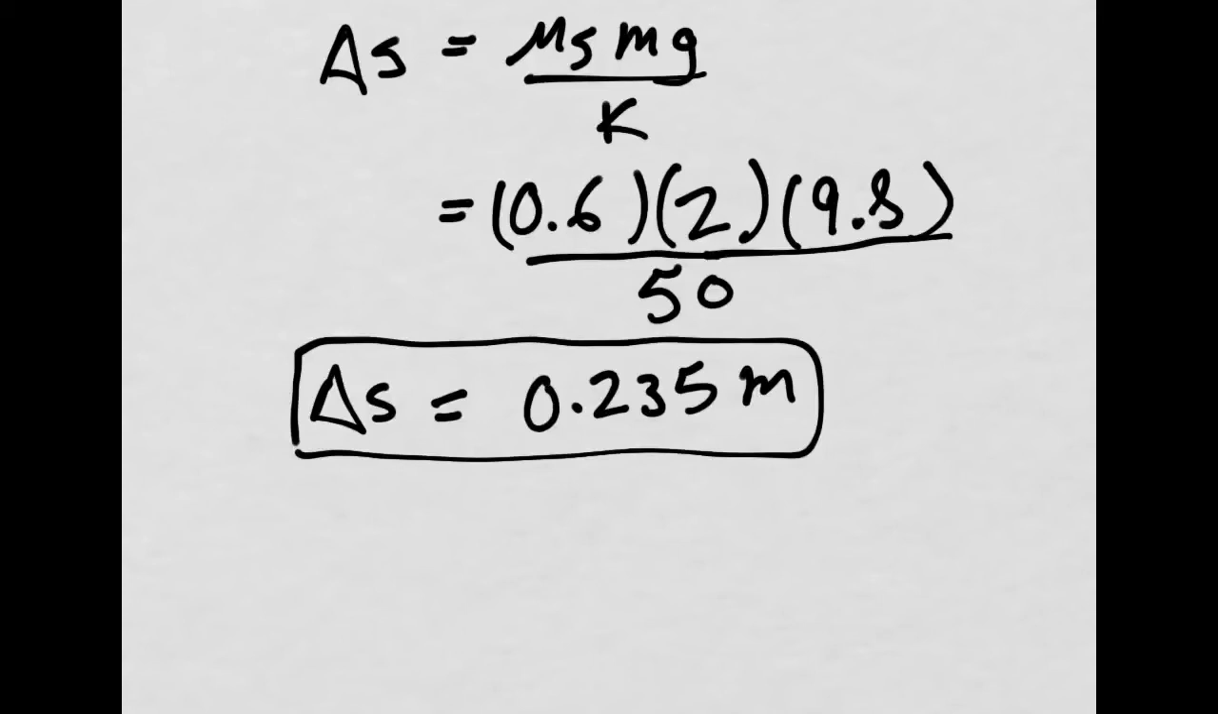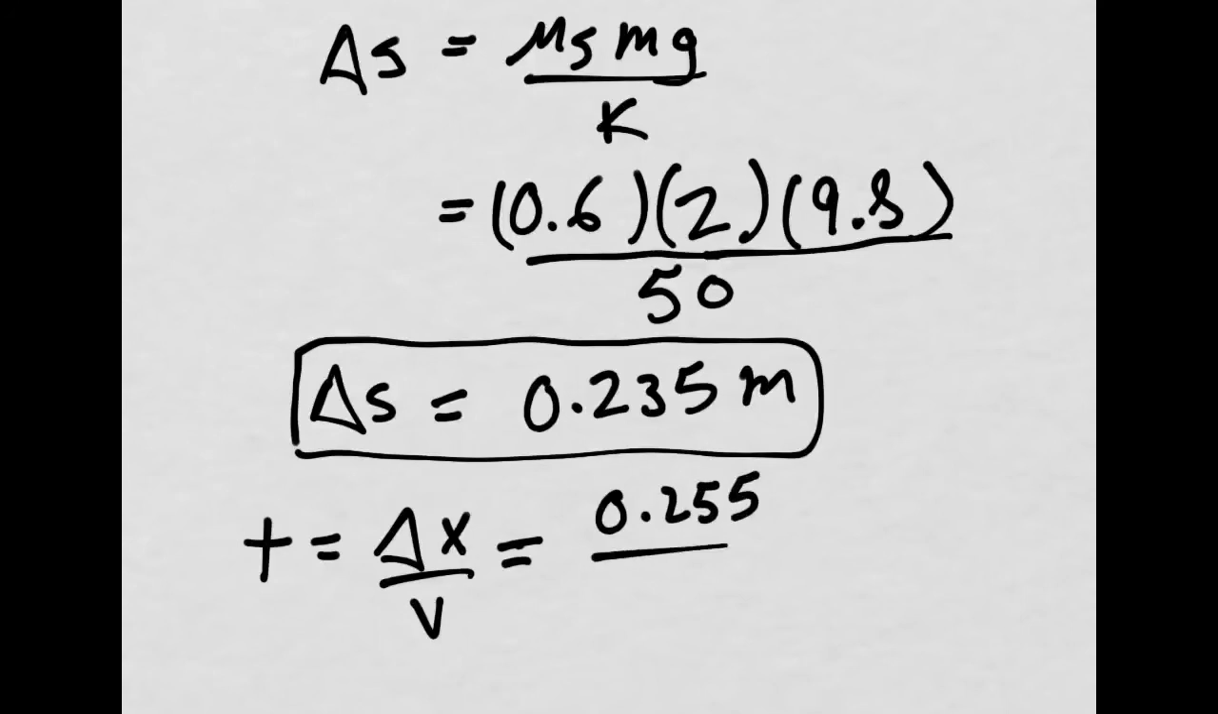The time is delta x over v, and that is 0.235 over 0.05. So I converted my velocity to meters per second, and this is meters, so we get 4.7 seconds.